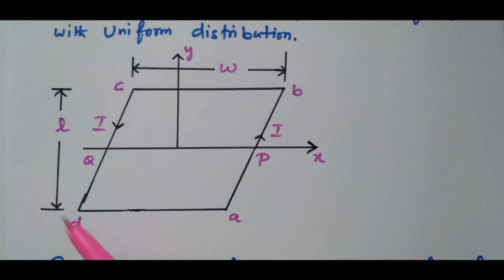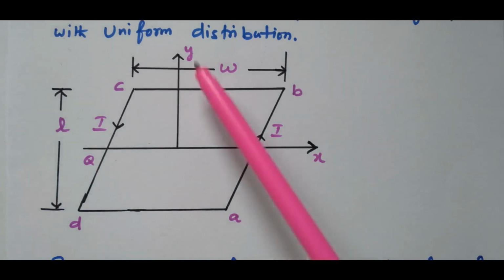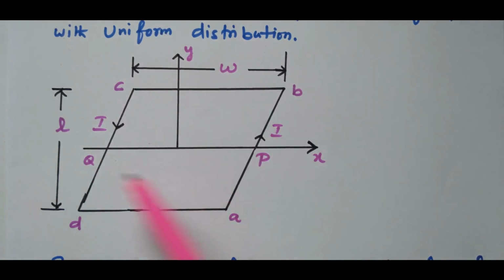The length is L meter, the width is W. This is the x-axis and y-axis. The points P and Q are placed exactly at the midpoint. The point P is the midpoint. Now we need to see what is the force between these conductors and what is the torque. Finally, what is the torque developed? It is a rotating coil. If it is a rotating coil, the torque will be produced.